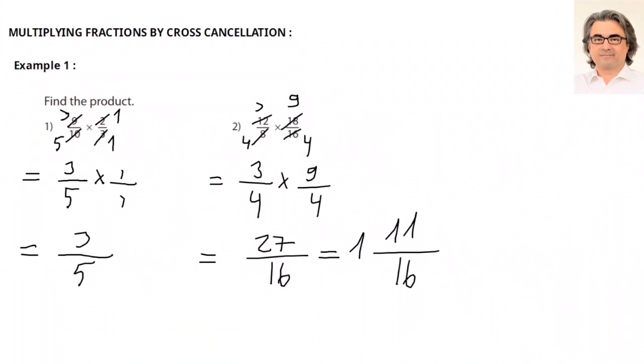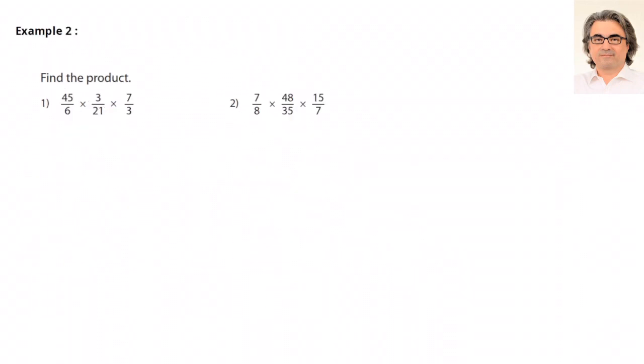Now let's continue with the next page. I think you understand the cross cancellation. Now we have three numbers here to make cross cancellation. And there is a simplification between 3 and 3. If you divide 3 and 3 by 3, you will get 1, 1. There is another simplification between 7 and 21. Both are divisible by 7. If you divide 7 by 7, you will get 1. If you divide 21 by 7, you will get 3.